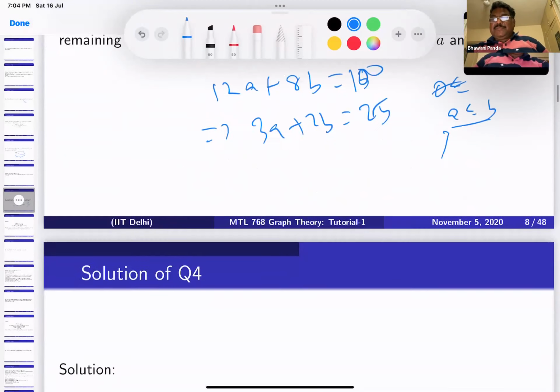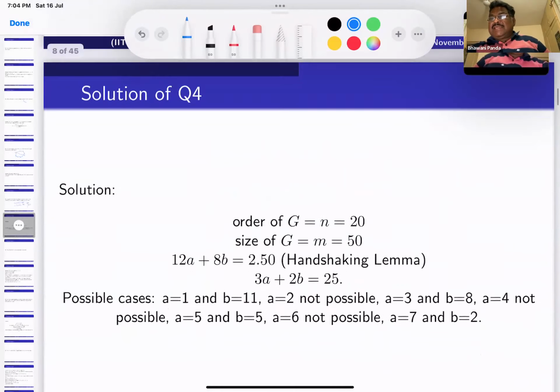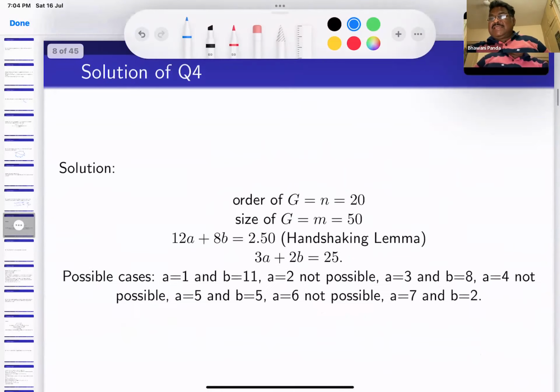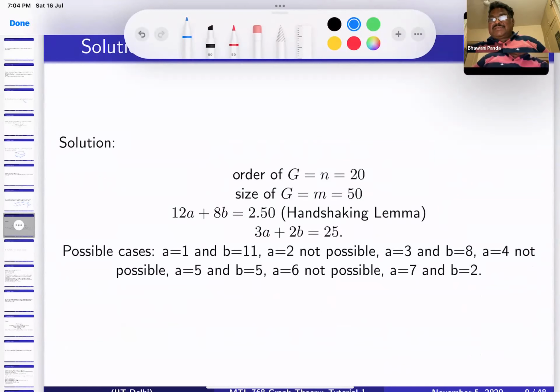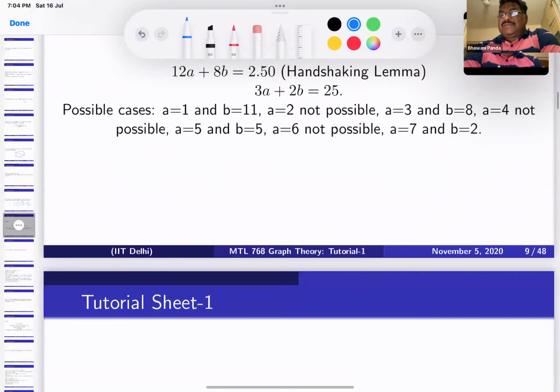For example, here the possible cases are: a is equal to 1, b is equal to 11; a is equal to 2, not possible; a is equal to 3, and b is equal to 8; a is equal to 4, not possible; a is equal to 5, b is equal to 5; a is equal to 6, not possible; a is equal to 7, then b is equal to 2. Up to this you are there. After that, you will not be able to have. So this is basically an application of the handshaking lemma.